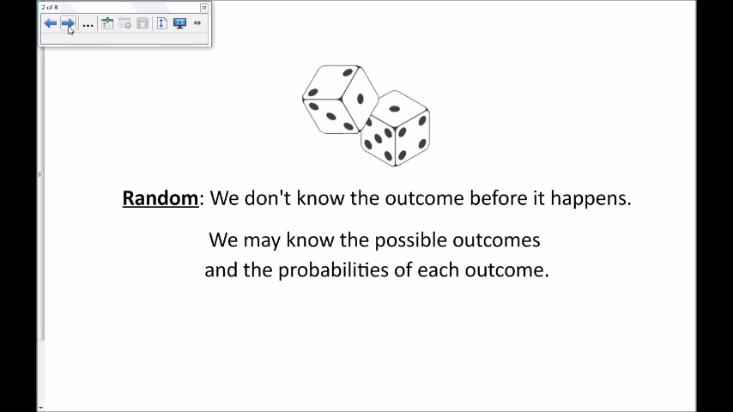First, we define random to be we don't know the outcome before it happens. We may know the possible outcomes, for example, rolling a dice. You know that it'll be the numbers 1, 2, 3, 4, 5, or 6. You also may know the probabilities of each outcome, but you don't know what number it's going to be until it happens. That is why rolling a dice is random.